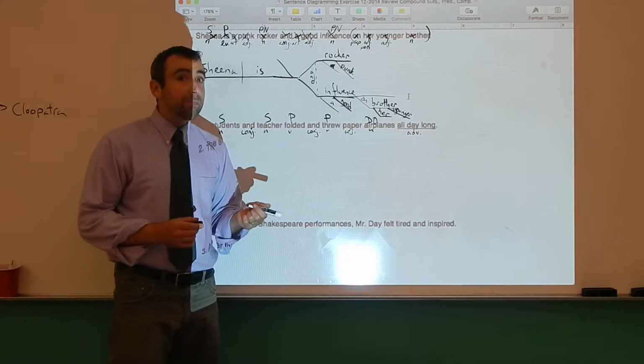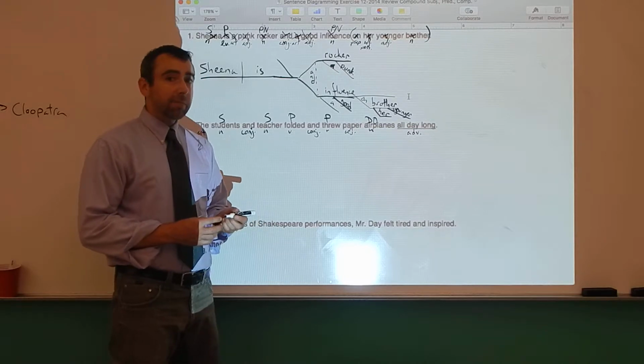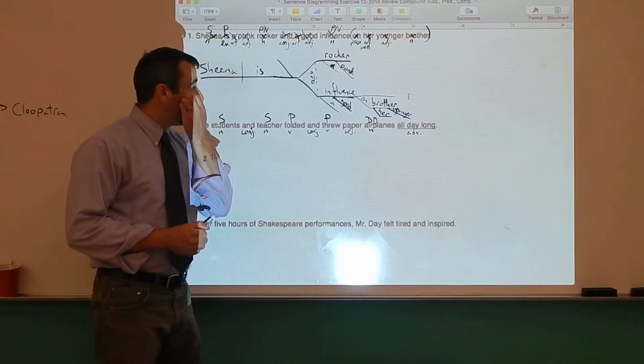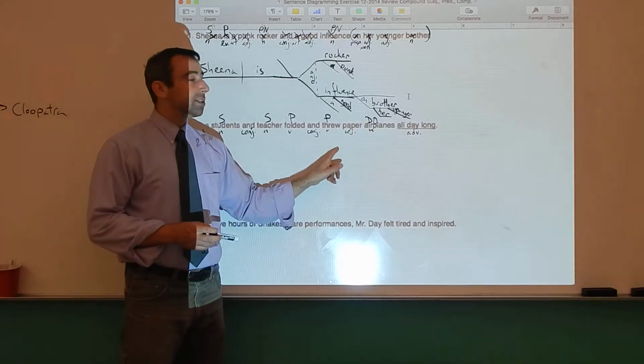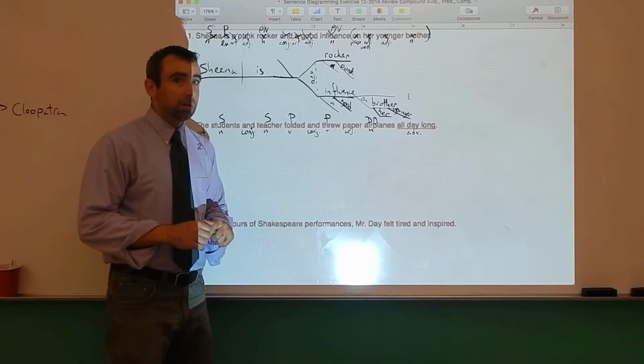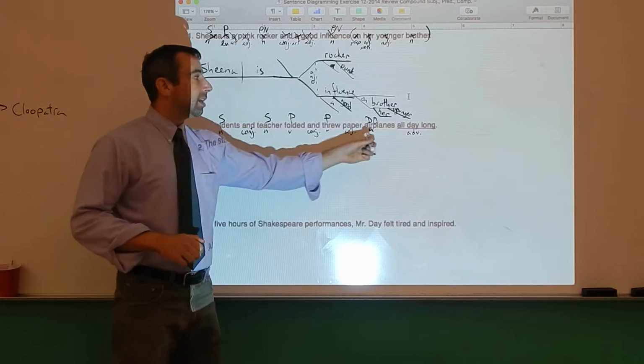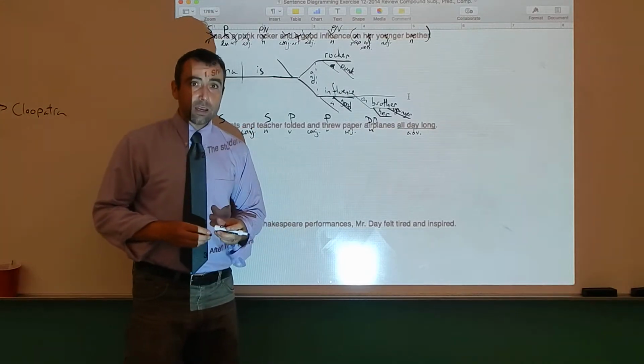I know that paper can be a noun. You're probably writing on a piece of paper right now. But in this case, what paper is doing is telling us what kind of airplanes they are. And if it's telling us what kind, that means it's an adjective. And all day long is an adverb telling us when this is all happening.